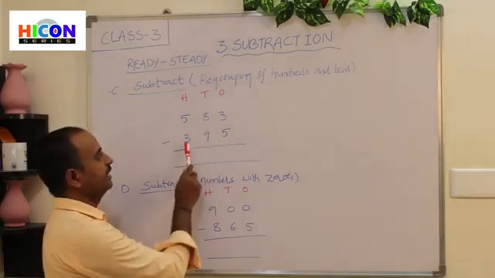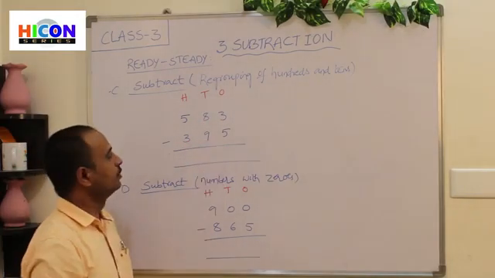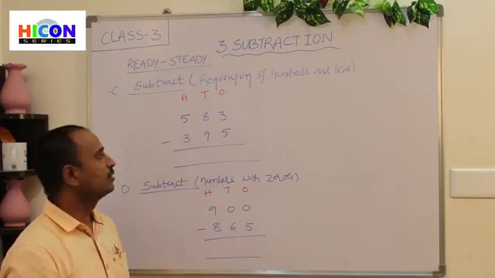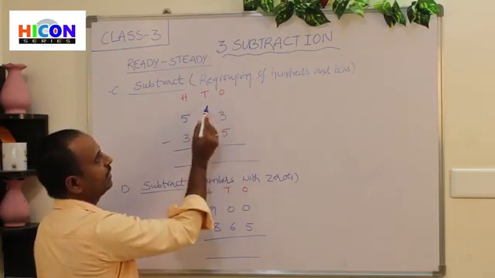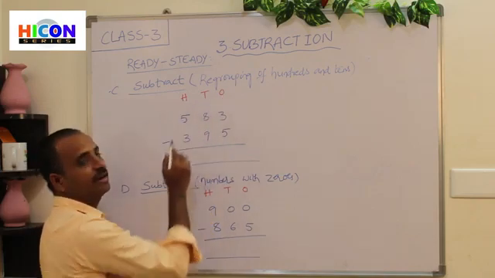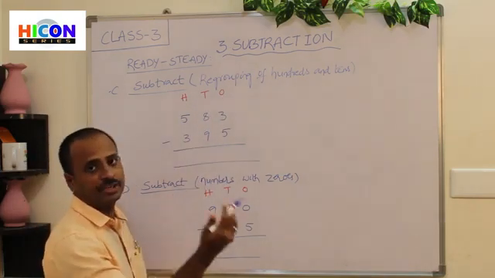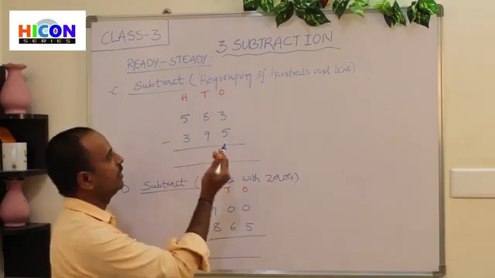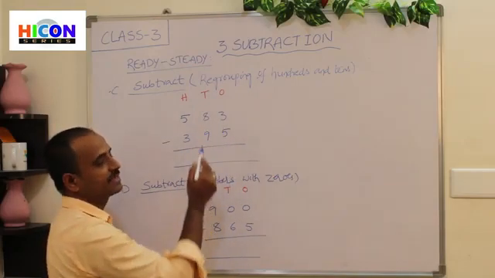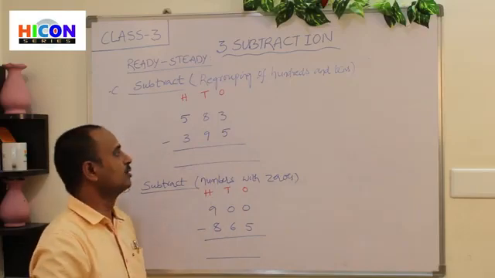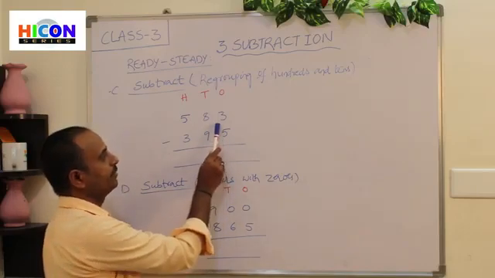583, 395. So the 2 numbers are 3-digit numbers. So now we have to do subtraction. So this is ones place and this is tens place and hundreds place. So start subtraction from ones place. So what are the digits present in the ones place? 3 and 5 are present under ones place. So now subtract 5 from 3.